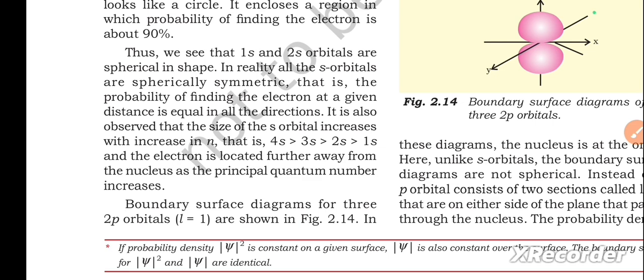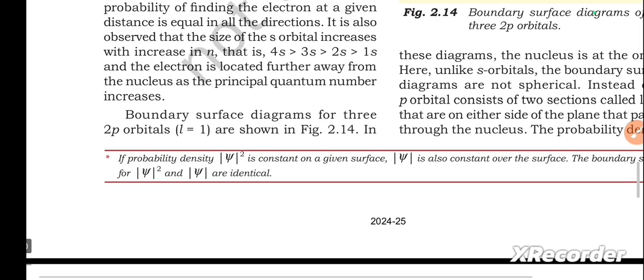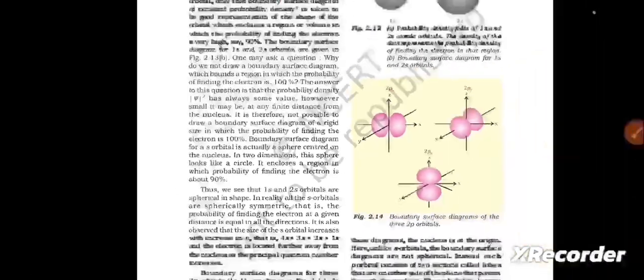It is also observed that the size of the s orbital increases with increase in n. That is, 4s greater than 3s greater than 2s greater than 1s, and the electron is located further away from the nucleus as the principal quantum number increases. Boundary surface diagrams for the 3 2p orbitals, l equals 1, are shown in figure 2.14.